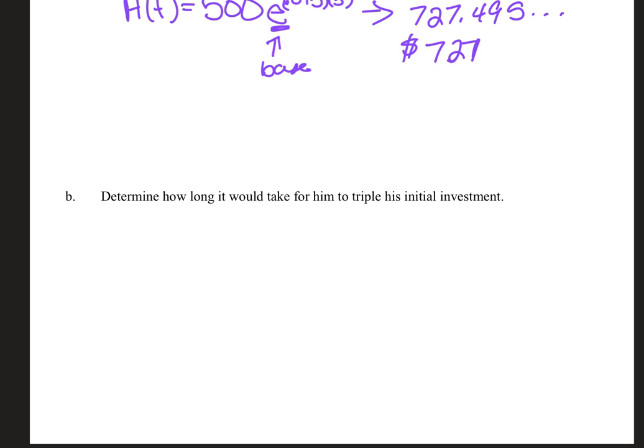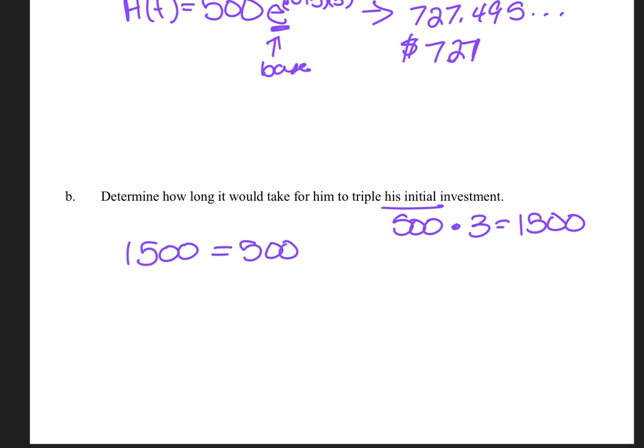So there we go. Determine how long it would take for him to triple his initial investment. His initial investment was $500. How long would it take to multiply that by 3? That's what triple means, so that's our ending value. That goes over here, and then we write our formula in. Remember, E is a number, so keep writing it. And now we solve it.